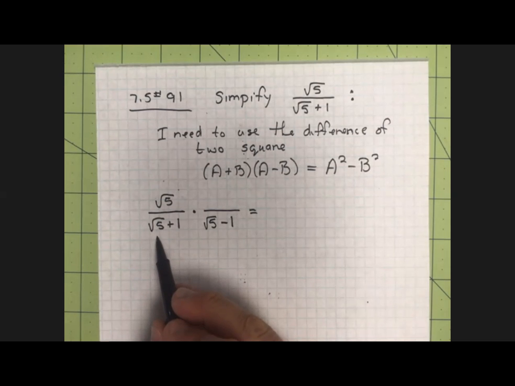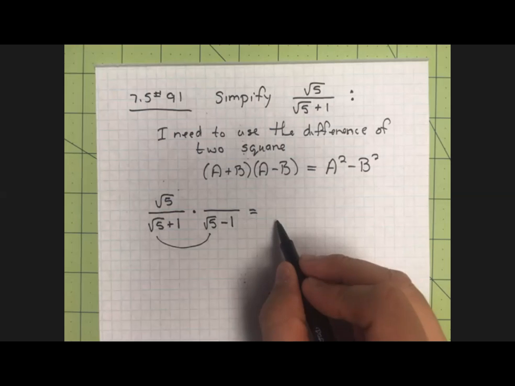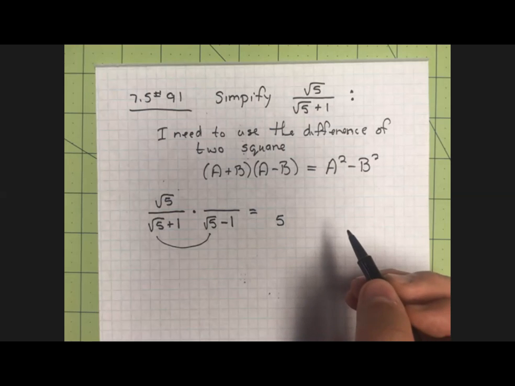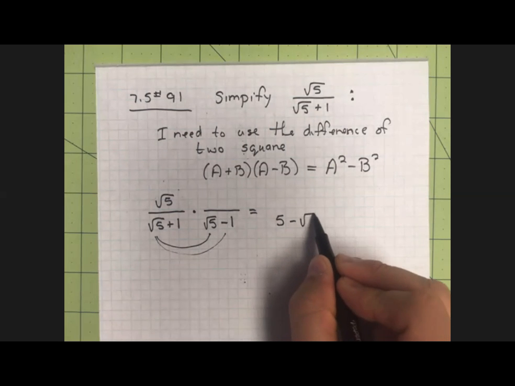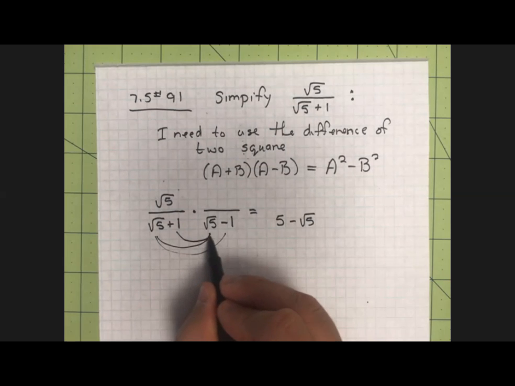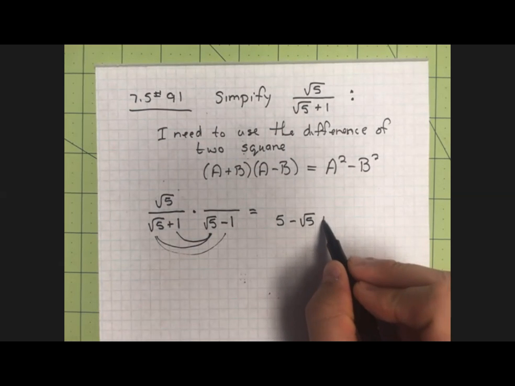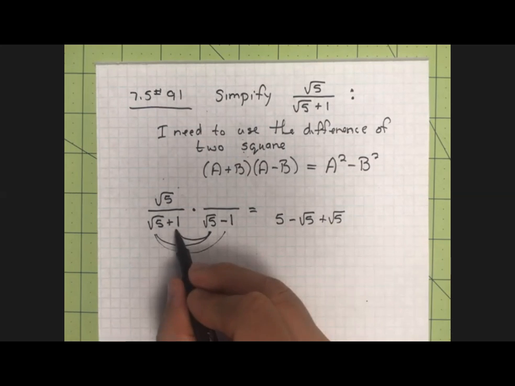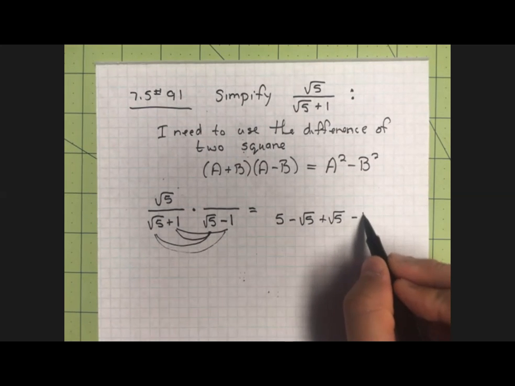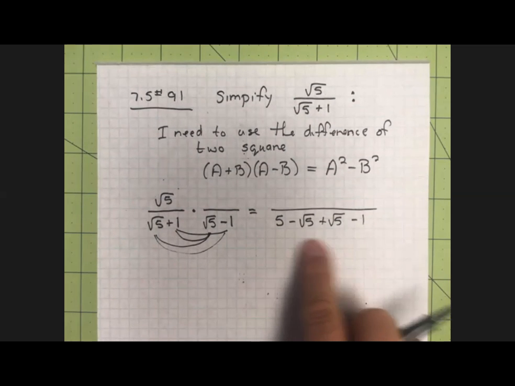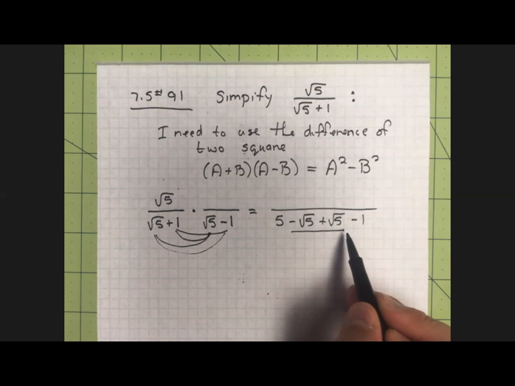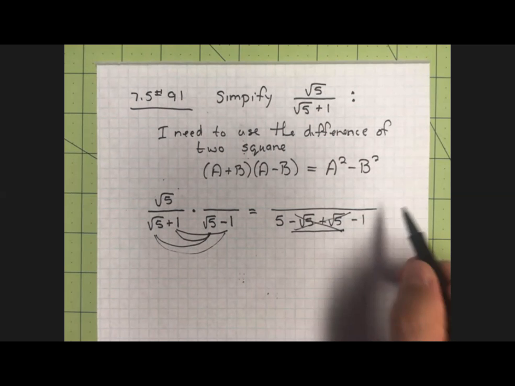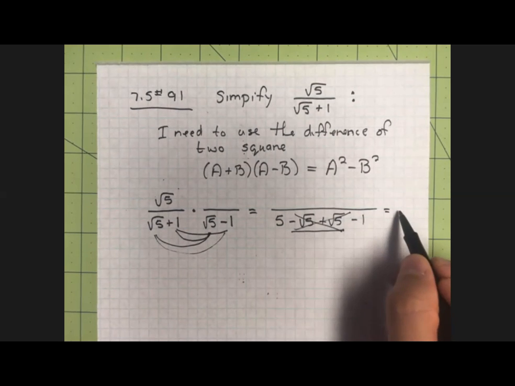How does it do that? Well, root 5 times root 5. Let's FOIL. Root 5 times root 5 is 5. Root 5 times minus 1 is minus root 5. Root 5 times plus 1 is plus root 5. And minus 1 times plus 1, minus 1. It looks messy until you stare at it for a second and say, oh my gosh, I killed the roots. Minus root 5 plus root 5, no more roots. And I just have 5 minus 1, which is 4.